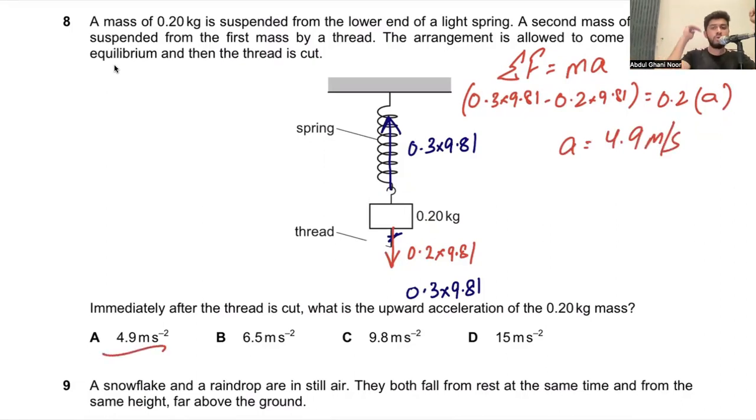हमने क्या किया? इनिशियली दोनों का डाउनवर्ड फोर्स और टेंशन स्प्रिंग की इक्वल कर दी, उससे हमारे पास टेंशन आ गई। फिर हमने जब नीचे वाला मास हटा दिया, when we got rid of this mass here, we only had a downward force of 0.2 into 9.81 and used F equals ma to find the acceleration.